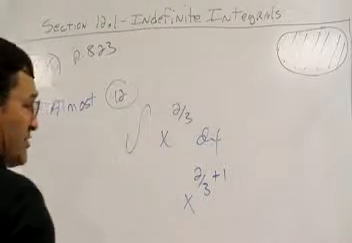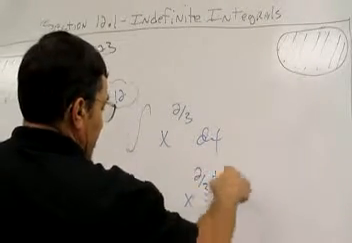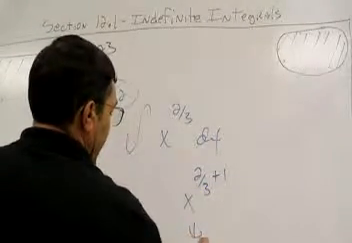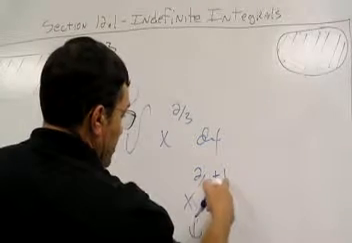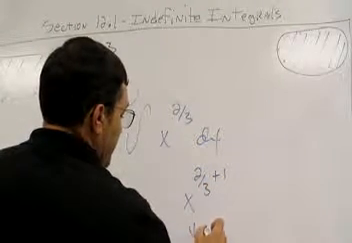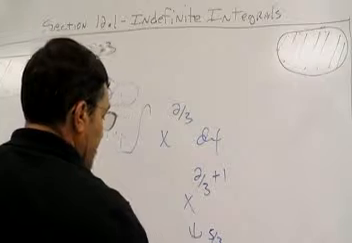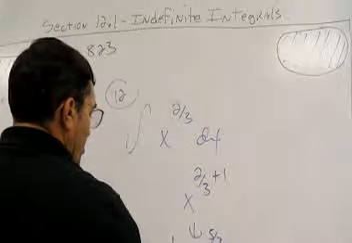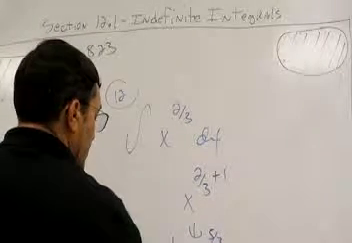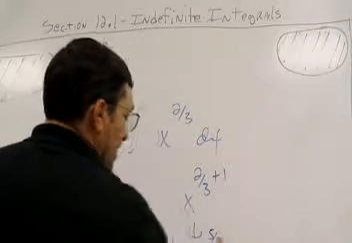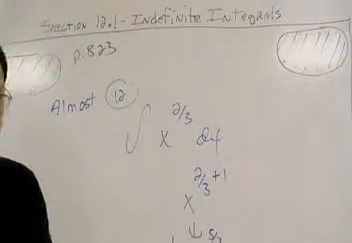I'm going to add 1 to that. That's going to end up being x. 2/3 plus 1 would be 2/3 plus 3/3, would be x to the 5/3. I'm going to multiply 1 over 5/3 times that plus c.